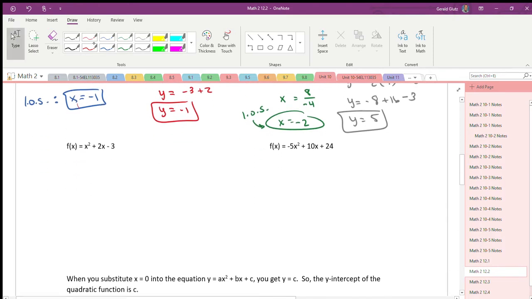So on these next two, I recommend you pause the video and try these on your own because it's pretty much the same thing that we've just been doing. So it's good to practice on your own, but I'll do them.